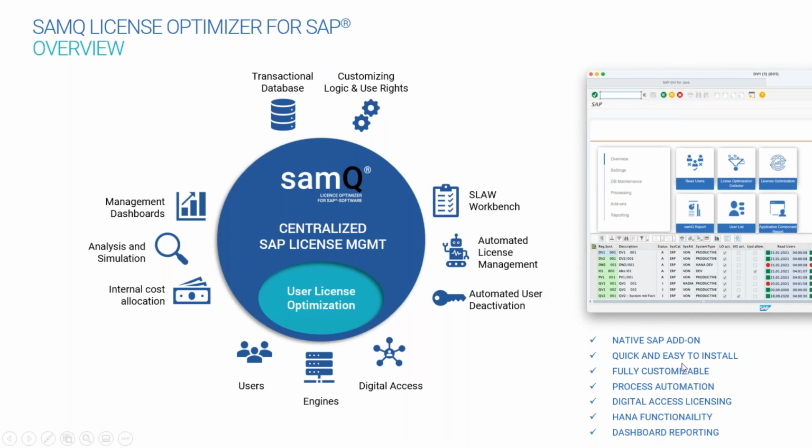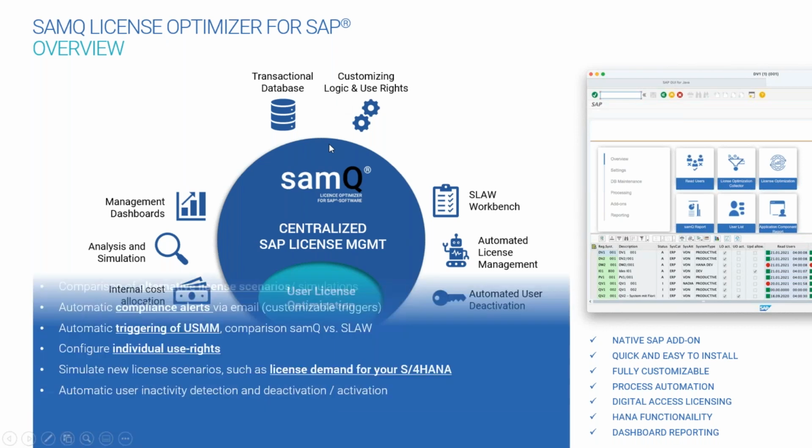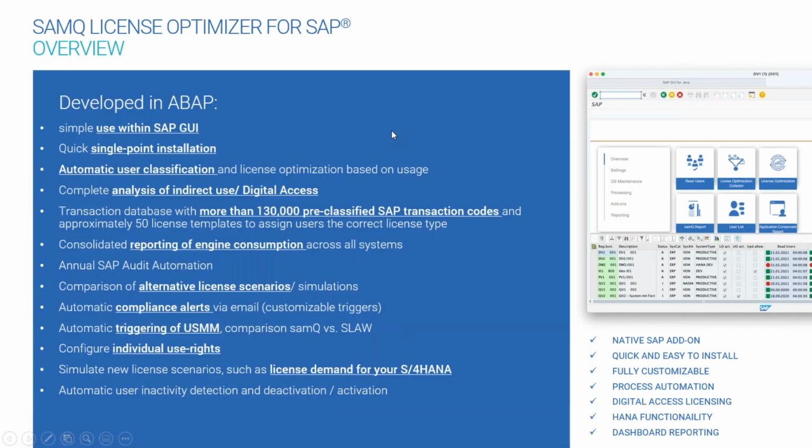SAMQ is a native add-on, quick to install, customizable. I've gone through most of those other elements in this description. So it's developed in ABAP. Yes, it's got a very easy to use GUI. We only install it in one point. That's really important. So you don't need to install this on every production or development system. We install it in one single point, normally on Solution Manager, or it could be in a QA system or in a sandbox, so long as it's on an ABAP system with certain parameters and prerequisites in terms of the version numbers.